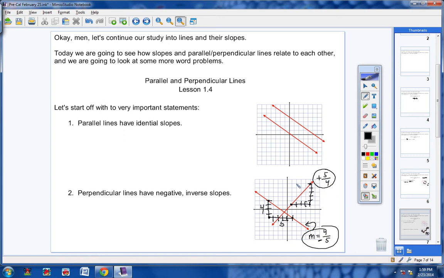Whenever two lines, let me get a drink real quick. I have had this thing now for about a month, I just cannot shake it.